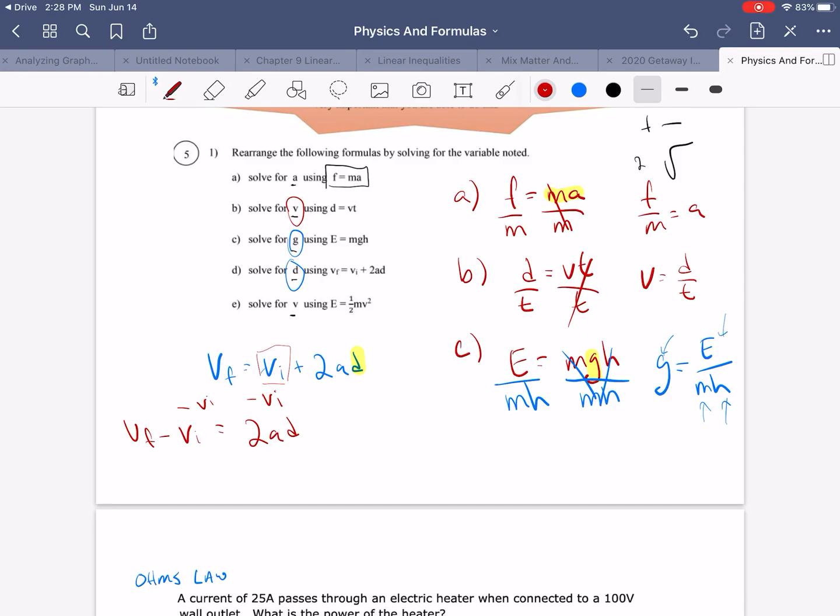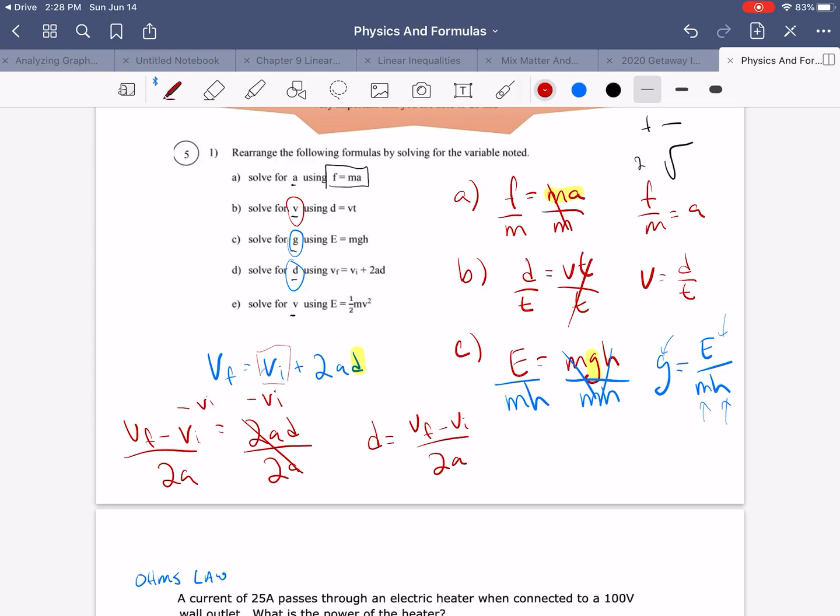Now I need to get the 2 and the A away from the D, because I need the D all by itself. So I'm going to divide by the 2A and divide this by 2A. And guys, look, I got this hard formula. D equals velocity final minus velocity initial divided by 2 times acceleration. Do you notice how what I'm doing here is I'm playing with numbers, but I'm actually just moving stuff around.